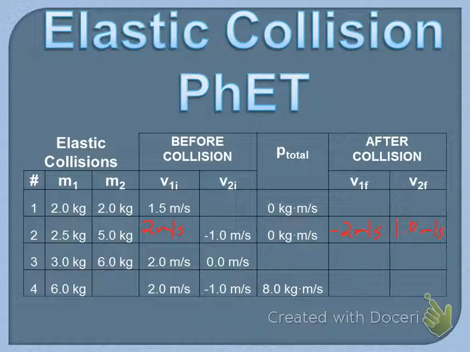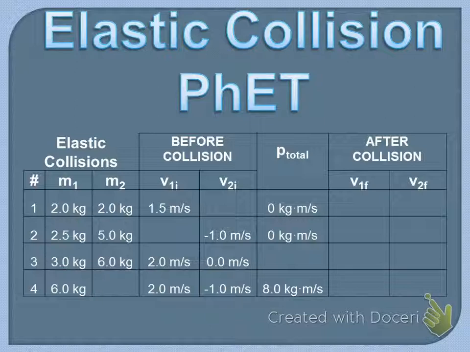So we should start to see a pattern that's developing that might help us think about what happens in elastic collisions in terms of velocity. Now, it's going to change a little bit here with number 3, because now we're dealing with a situation where we've got very different momentums, and we have a momentum that is not equal to 0 in this case. So we have to figure out a momentum.